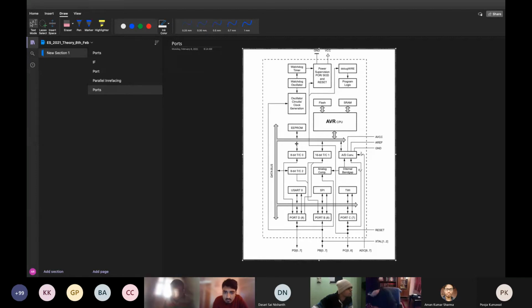Can you see my screen? Yes, sir. If you look at this, the internal bus, which is running like data bus, is running like this, which is connected to most of the IO modules which are on the chip. These are on-chip IO modules, like A to D converter, analog comparator, serial port interface, two-wire interface. And these are parallel ports: port A, port B, port C. These are all parallel ports which are internal to the controller. So there is nothing external.